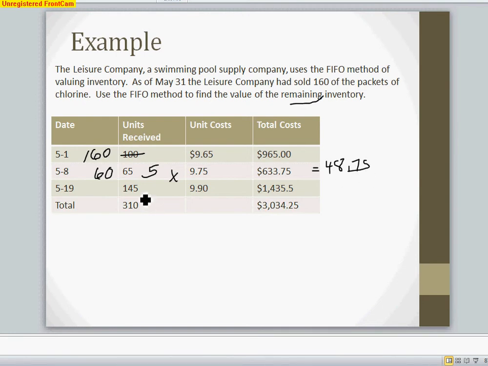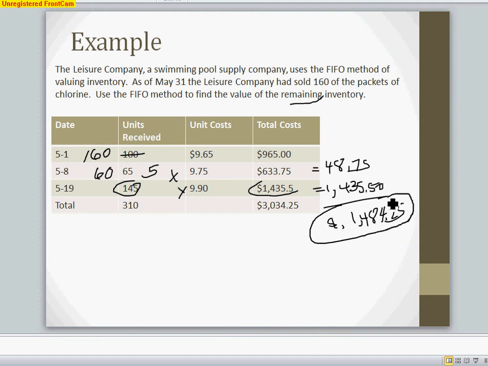Then we have all these 145 left. 145 times $9.90 is this $1,435.50. Add these two numbers together, which is $1,484.25. This is the value of what I have remaining in my inventory.